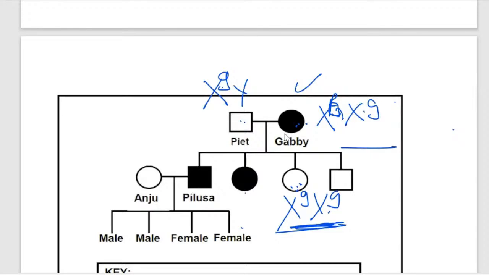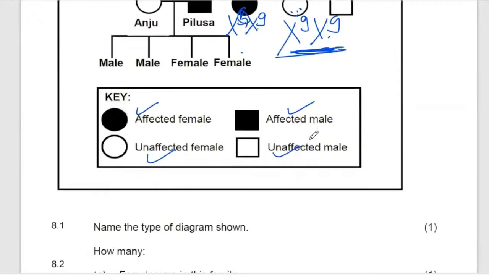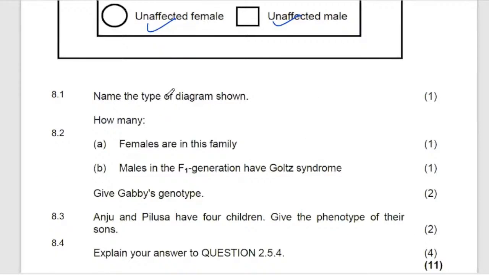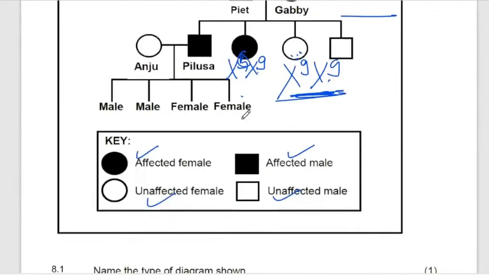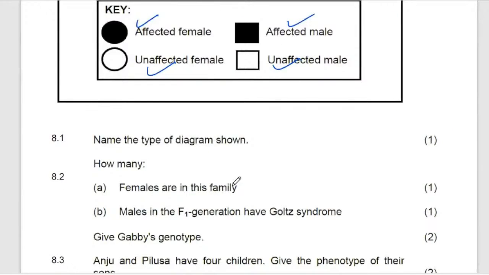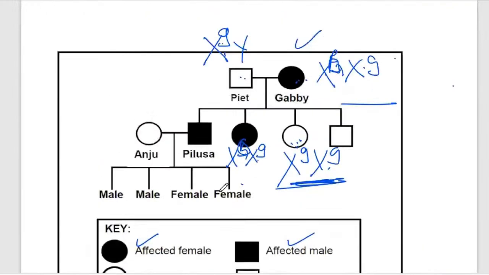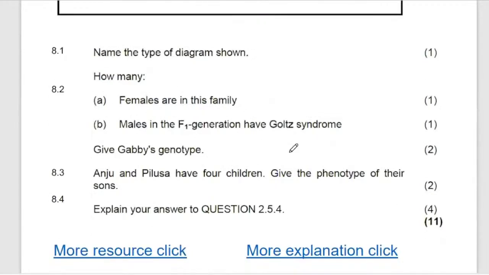What about this? It is a female who is sick. Therefore, this female can't be homozygous dominant. It's going to be capital G and then small g. Why? Because one X came from here, then another G came from there. You understand? Now, name the type of diagram: it is a phylogenetic tree. They're asking how many females are in this family. We talked about them: 1, 2, 3, 4, 5, 6.